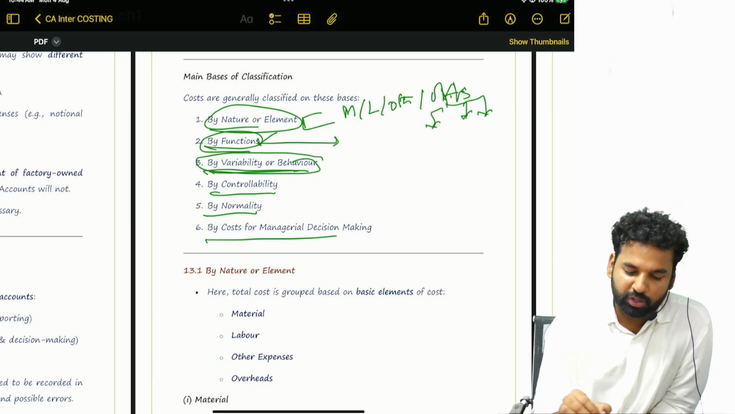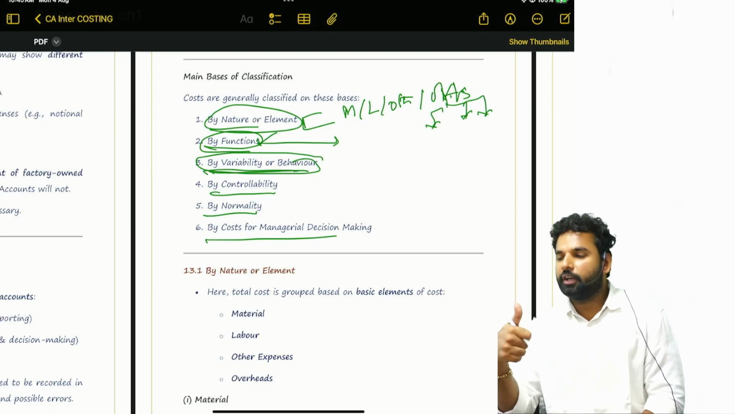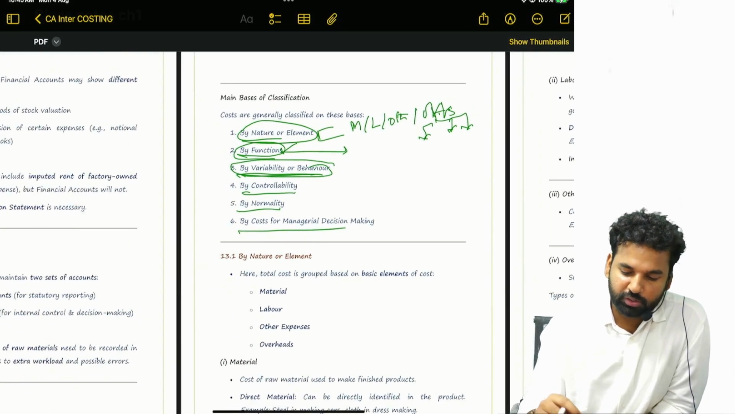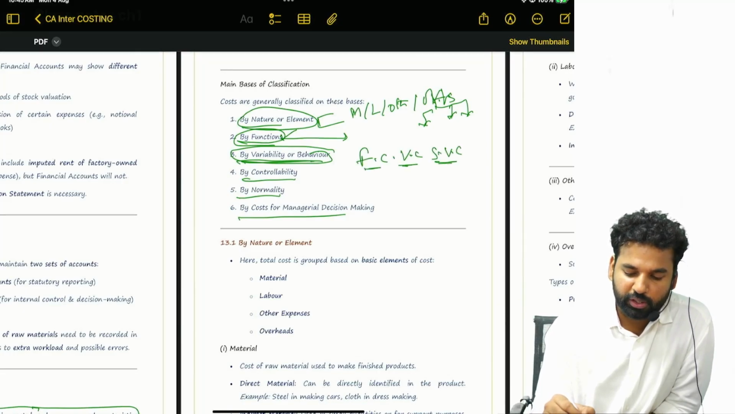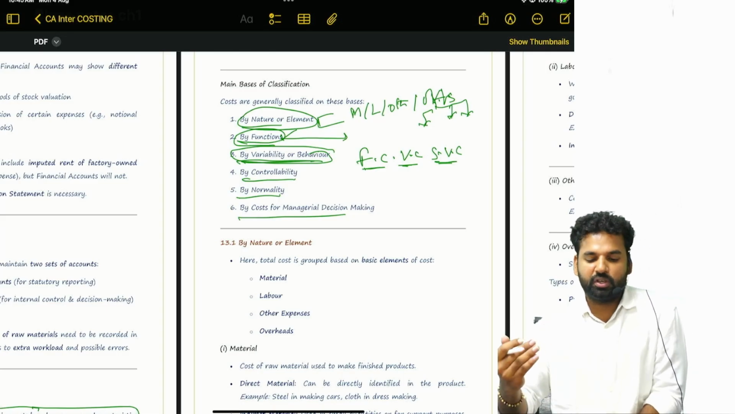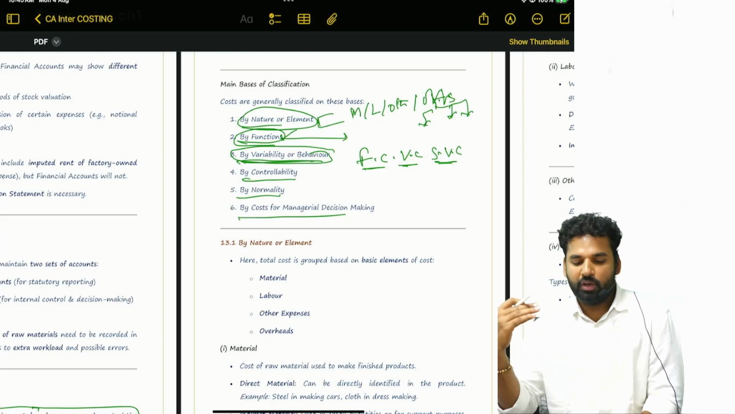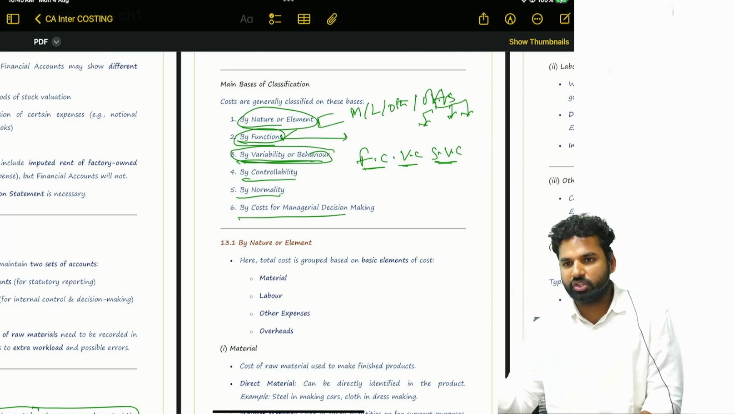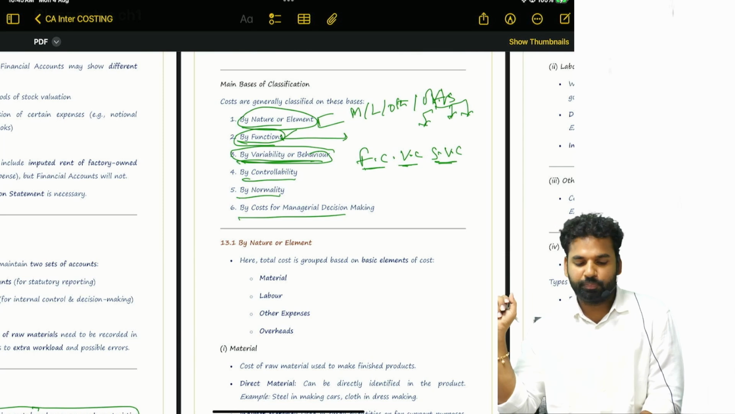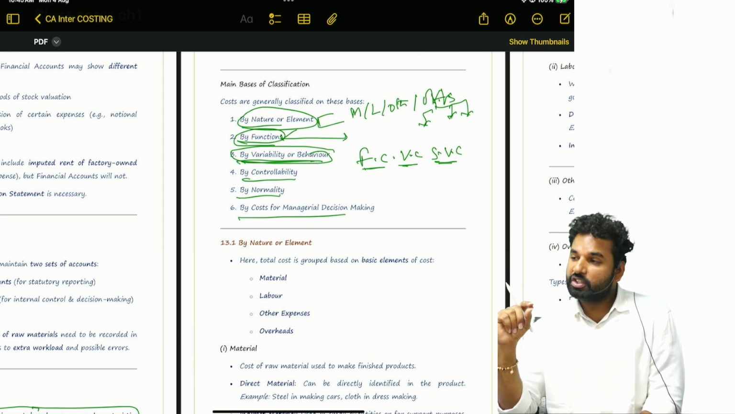Next, based on the variability or behavior, what are the different types of cost? Fixed cost, variable cost, semi-variable cost. We have seen the nature of these. What is the nature of fixed cost? It remains unchanged for any level of production or any level of sales units. Variable cost is something which will not change on per unit level.